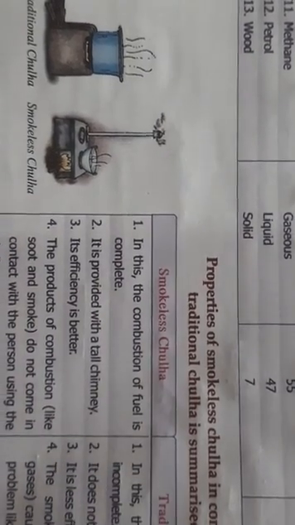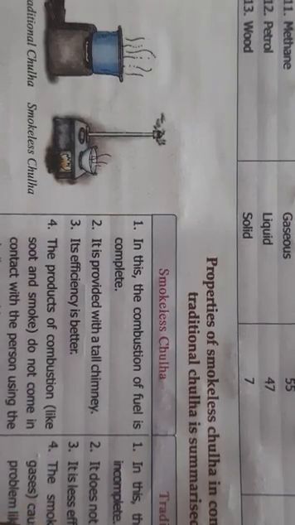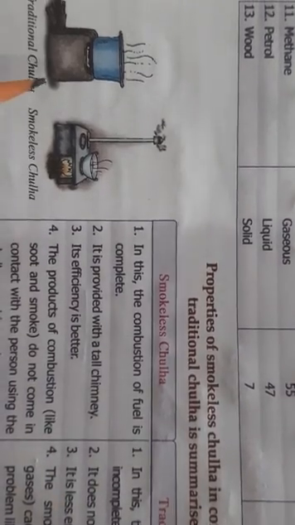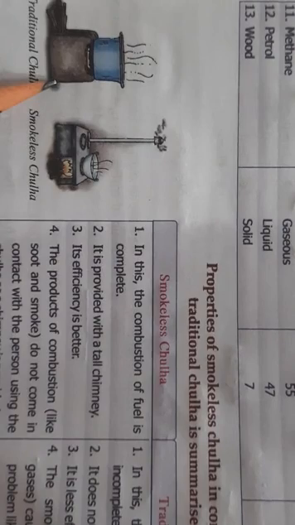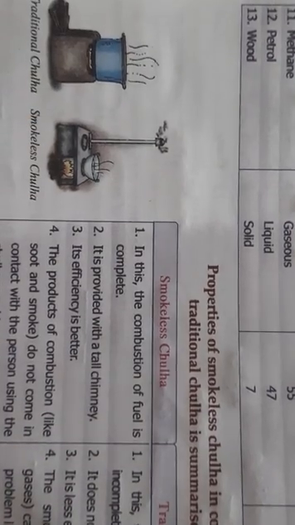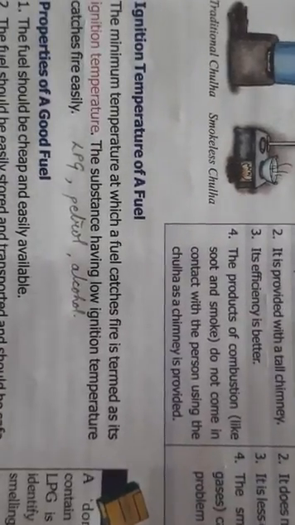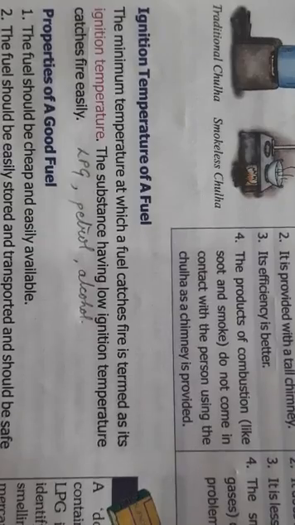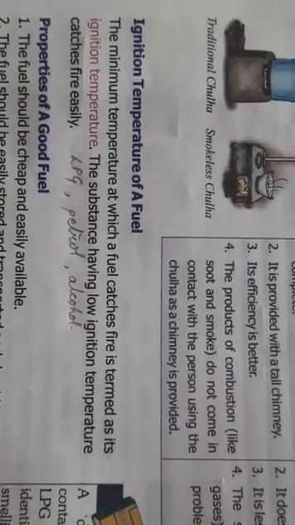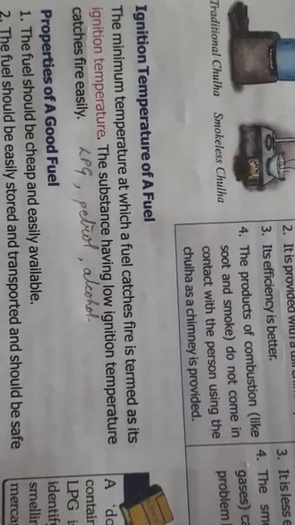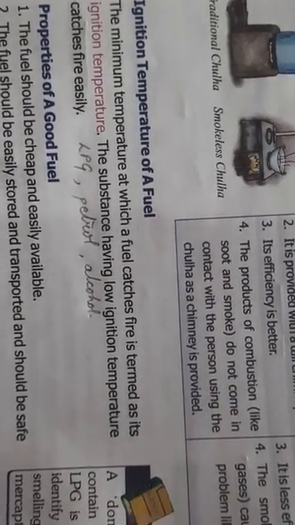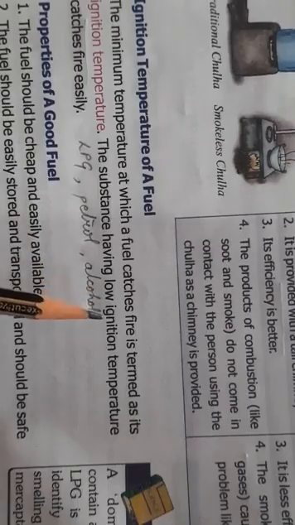Whereas the traditional chulha does not have a chimney. The combustion is also incomplete. Okay, it does not burn completely. So it will produce a lot of smoke. Now after calorific value, we will move on to the ignition temperature of a fuel. What is ignition temperature? Ignition temperature is the minimum temperature at which a fuel catches fire.